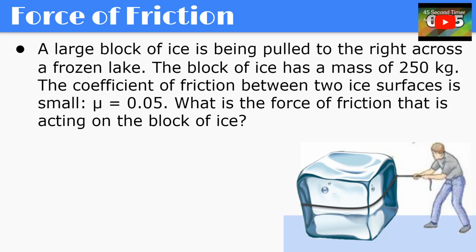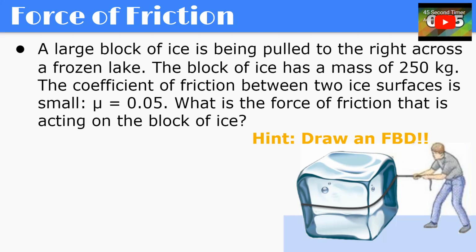All right, so this problem says a large block of ice is being pulled to the right across a frozen lake. The block of ice has a mass of 250 kilograms. The coefficient of friction between the two ice surfaces is small, mu is 0.05. What is the force of friction acting on the block of ice?